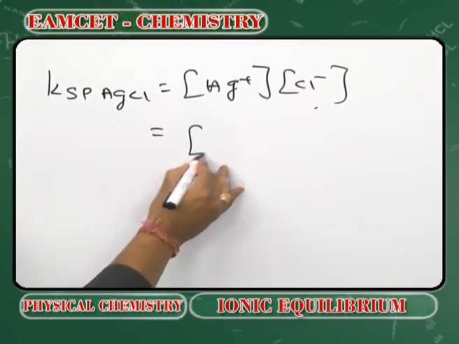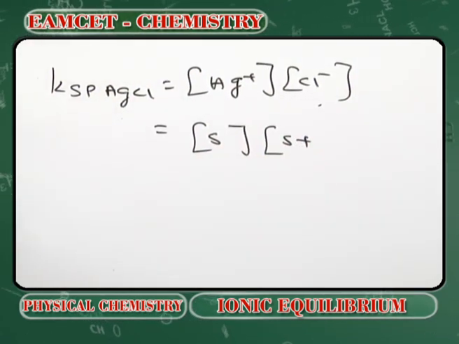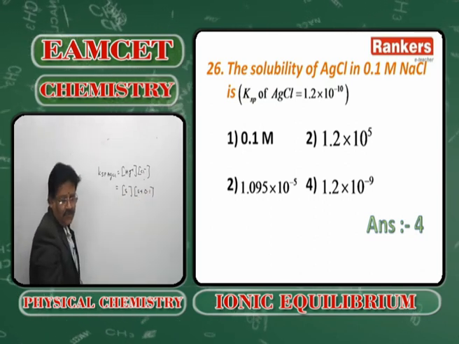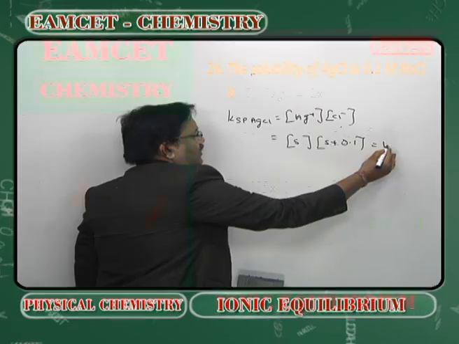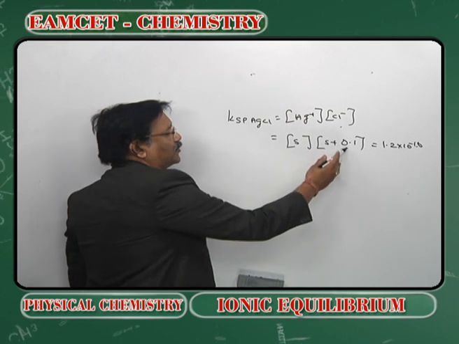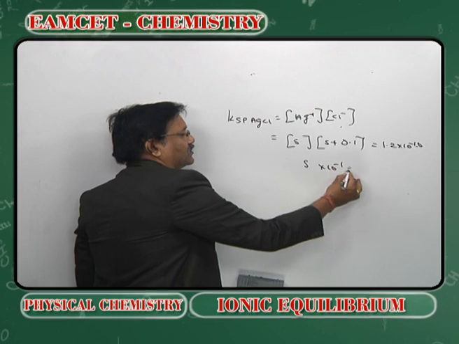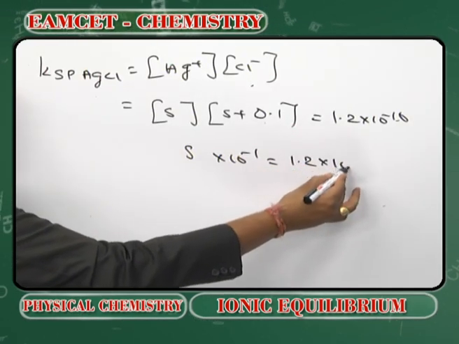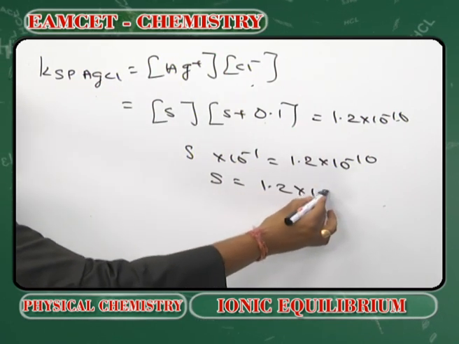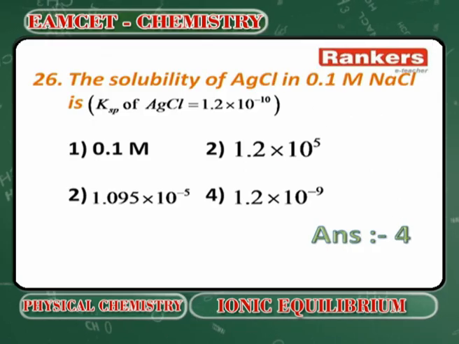What is the Ag plus ion concentration? S. What is the Cl minus ion concentration? S plus 0.1. Which is equal to 1.2 into 10 to the power of minus 10. S plus 0.1 can be written as S into 10 to the power of minus 1, which is equal to 1.2 into 10 to the power of minus 10. S is equal to 1.2 into 10 to the power of minus 9. Option 4 is the answer.